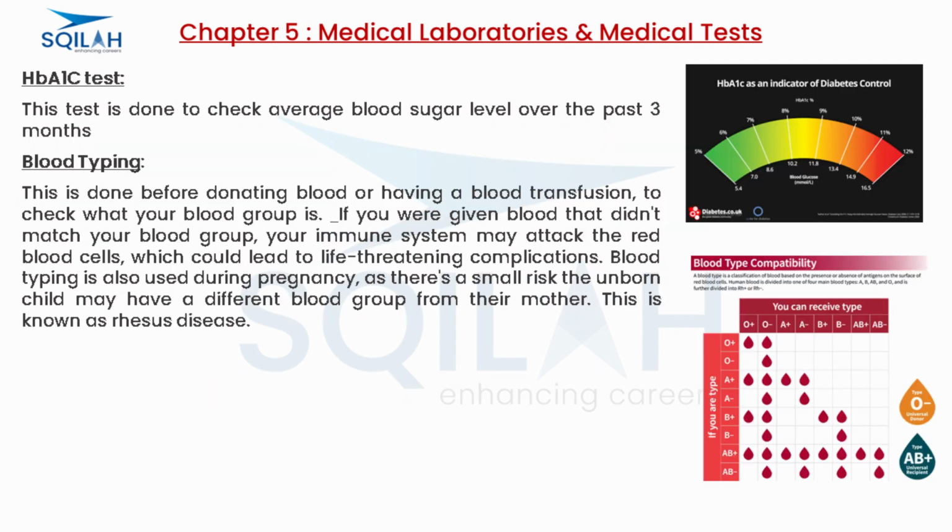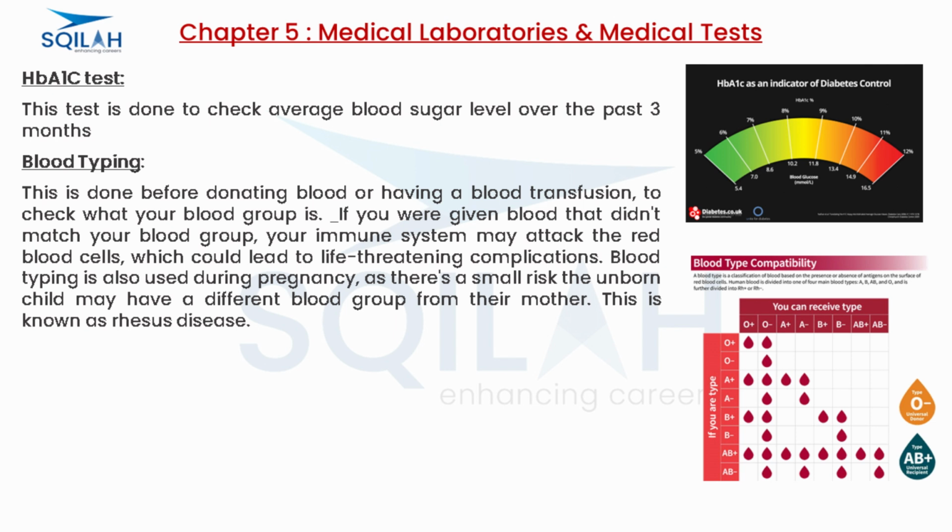HbA1c test. This test is done to check average blood sugar level over the past 3 months. Blood typing. This is done before donating blood or having a blood transfusion, to check what your blood group is.